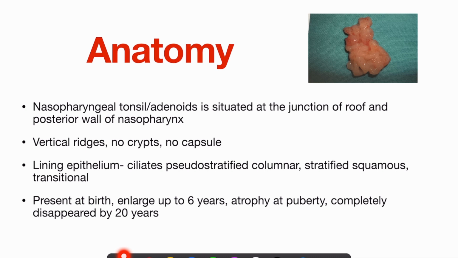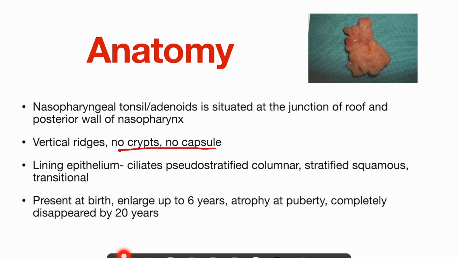It has vertical ridges, it has no crypts and no capsule. This is a very important point. Why? Because as you have learned, palatine tonsils have crypts and a capsule. This is the main differentiating feature between the adenoids and the palatine tonsil. Its lining epithelium is ciliated pseudostratified columnar, stratified squamous and transitional.